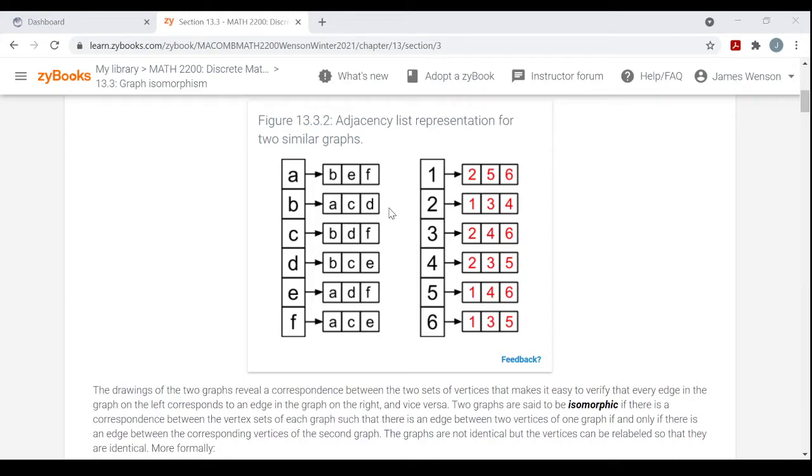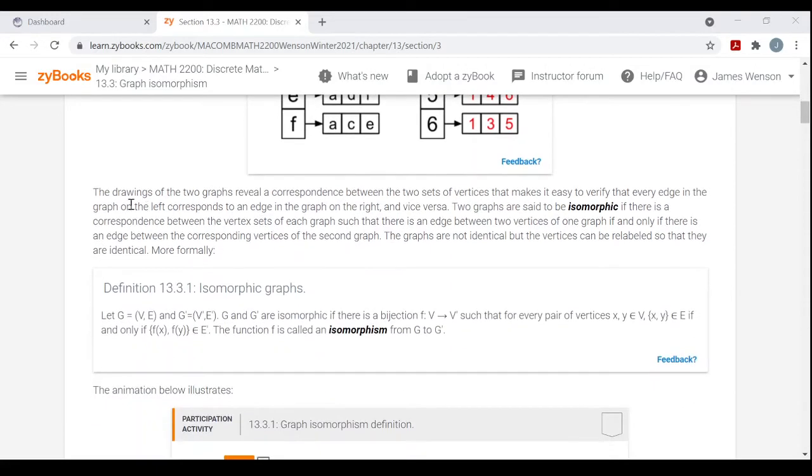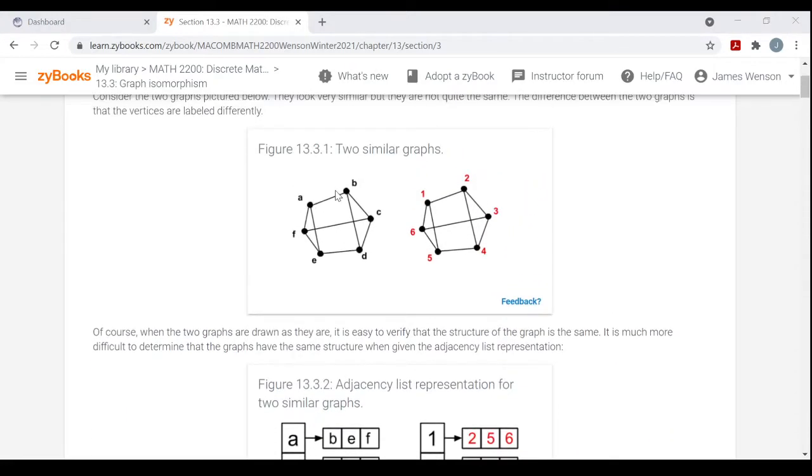And if you can do that with every single vertex, if you could just switch the vertices and get the same graph, then those graphs are called isomorphic. All right. So the drawings of the two graphs reveal a correspondence between the two sets of vertices that makes it easy to verify that every edge in the graph on the left corresponds to an edge in the graph on the right, and vice versa. So the edge AB would correspond to the edge 1, 2, and vice versa. Every edge on the right graph corresponds to an edge on the left graph. The edge 2, 3 would correspond to the edge BC.